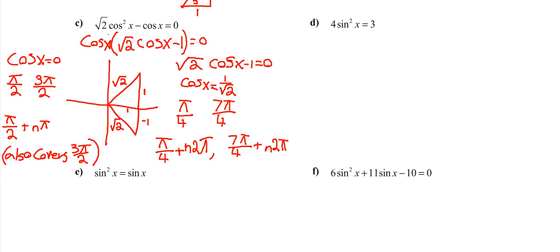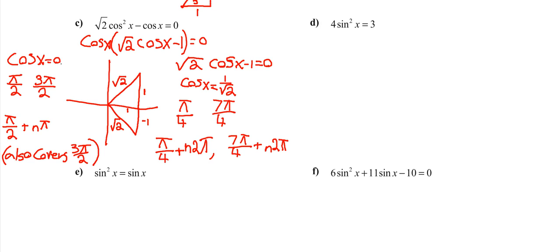Now for C, it's a bit more complex. So what you start off by doing is you take a cos out of the entire thing, and you are left with cos times root 2 cos of x minus 1, and that equals 0. So at this point we have two separate equations that both equal 0, so we need to split them apart.